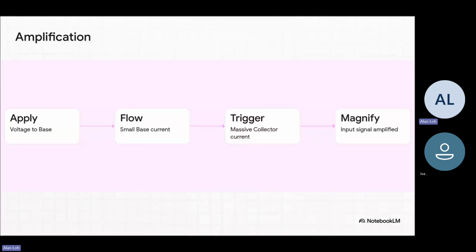You apply a tiny whisper of a voltage to the base. That tiny base current flows, and it immediately triggers a proportionally massive flow of collector current. So the input signal gets drastically magnified. Think about a singer at a massive stadium concert. The tiny little electrical signals from their microphone go straight to the base of a transistor, triggering a huge rush of power from the main supply out to the massive stadium speakers. It perfectly magnifies the exact same waveform so everyone can hear it.